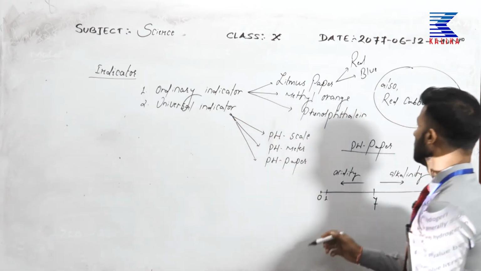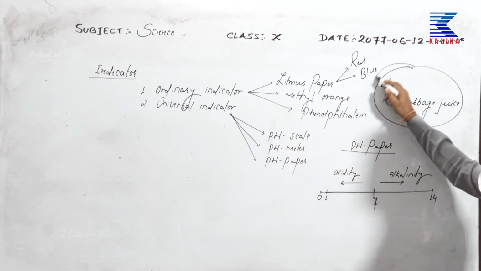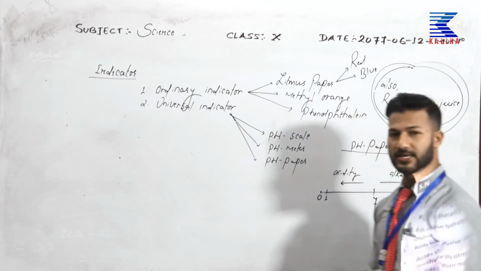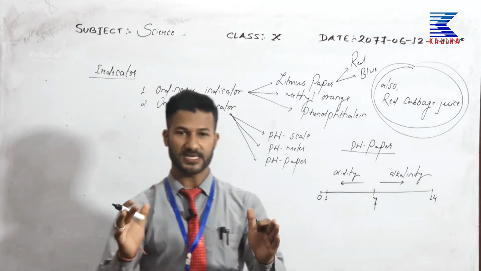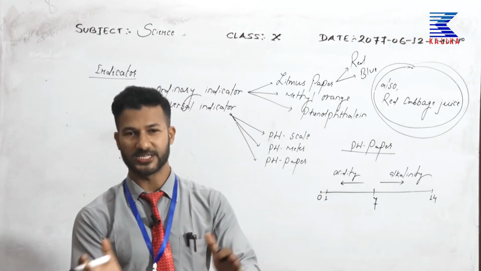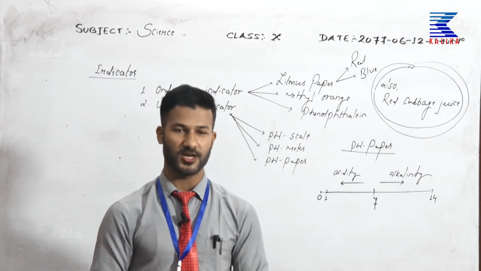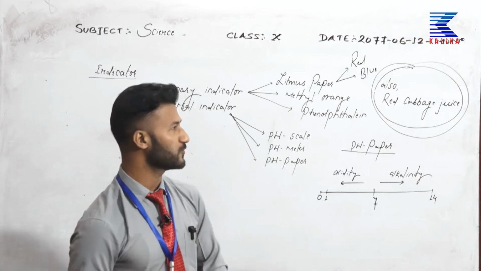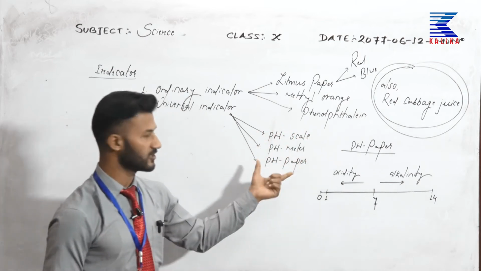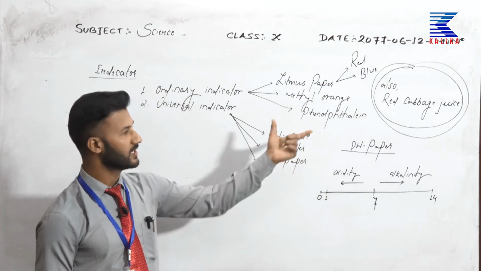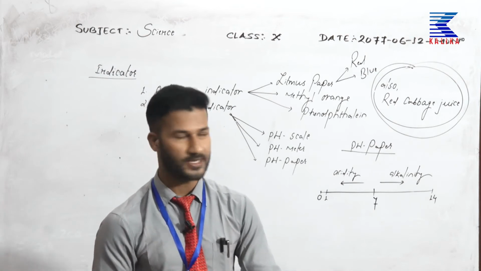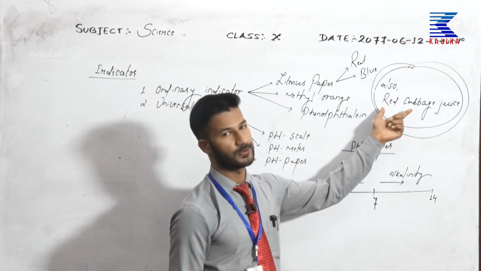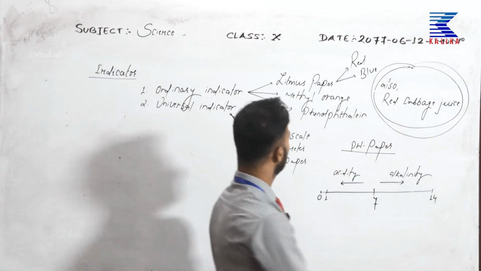Fine. So, let me say something about red cabbage juice. This is also one of the ordinary indicators. This indicator also brings changes when it is treated with acid, base and salt, and the changes would be quite similar to what acid does with other indicators. Means red cabbage juice also gets converted into red color. Likewise with the other two. So, what's next?